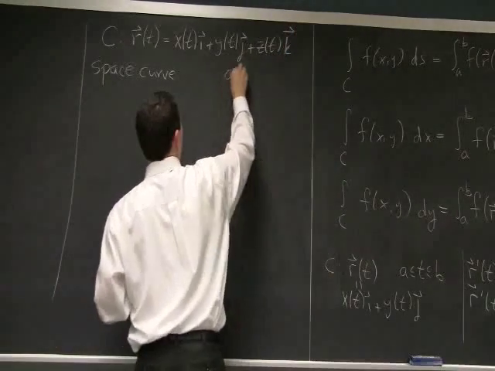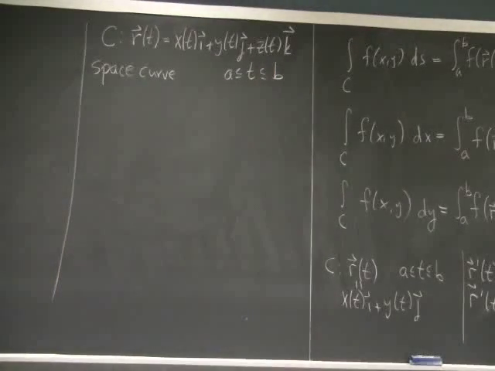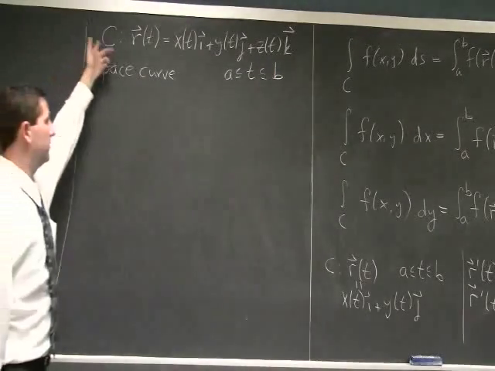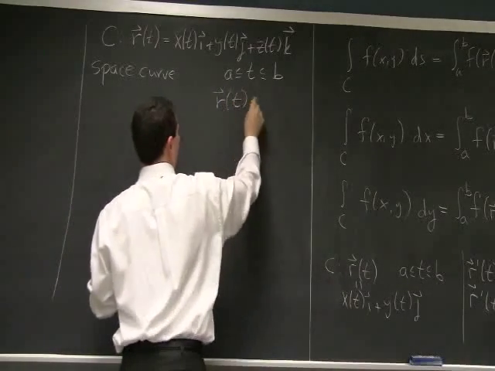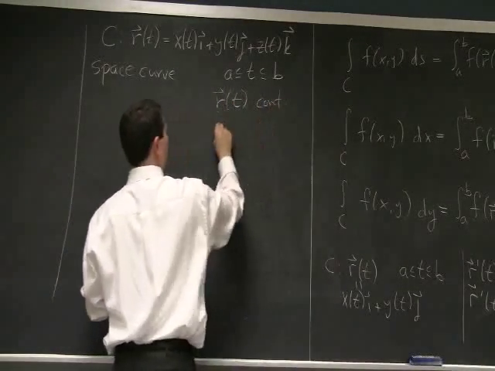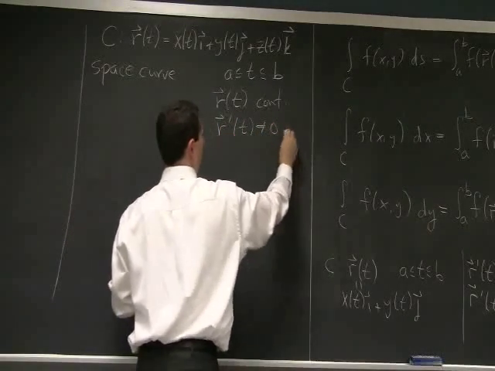And again, you let t go from A to B. Okay, so this is how you can give a smooth curve. And again, we want the same conditions: R of t should be continuous, and R prime of t is not 0 on AB.